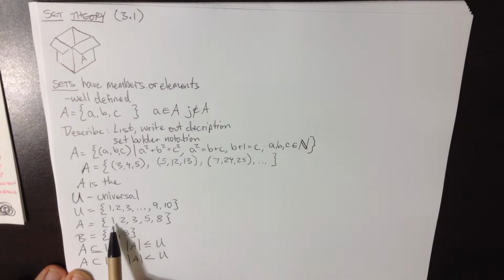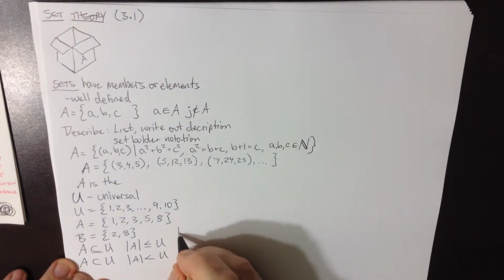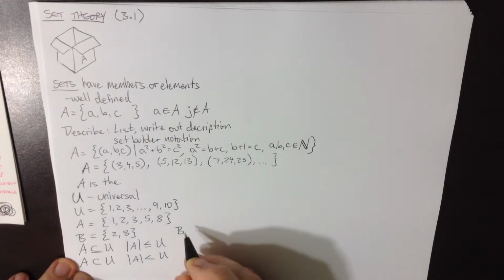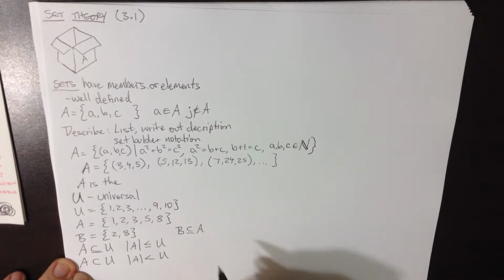Now in this case, clearly, A is a subset, but it's also a proper subset because the number of elements in A, the cardinality of A, is less than U. Now, it's also the case that B is going to be a subset of U. B is also going to be a proper subset of U, but I think you can see already that B is a subset of A.